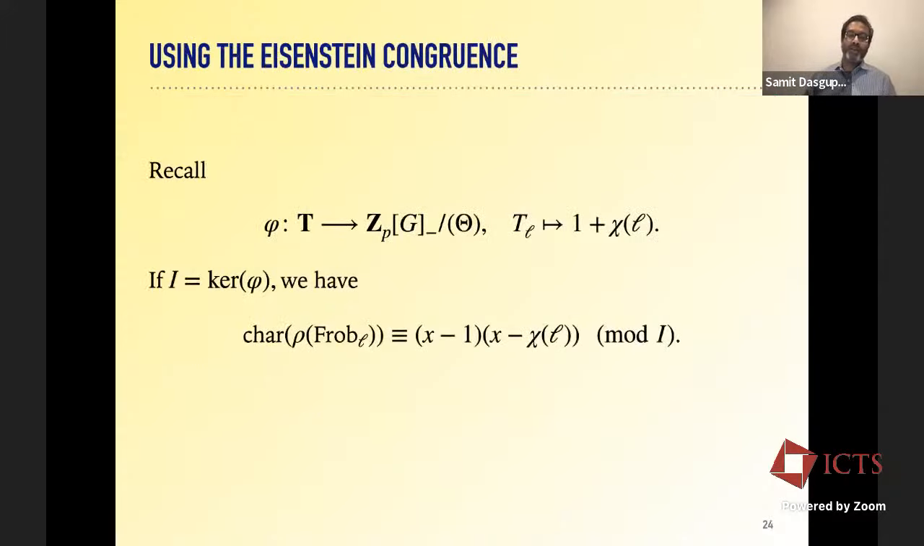All right. So again, here's the homomorphism that I have, the homomorphism on T. It's just that the characteristic polynomial of Frobenius. Now it factors, remember? So if I take I, the kernel of my homomorphism, then modulo I, since T_L goes to 1 plus chi of L, the characteristic polynomial of Frobenius is x minus 1 times x minus chi of L, because T_L is just 1 plus chi of L, okay?